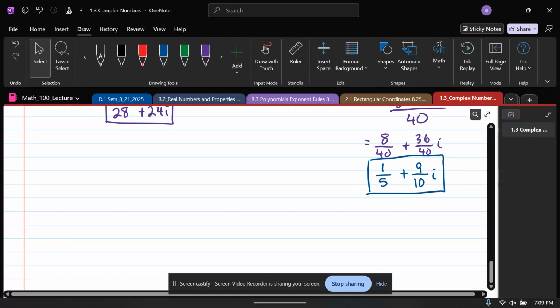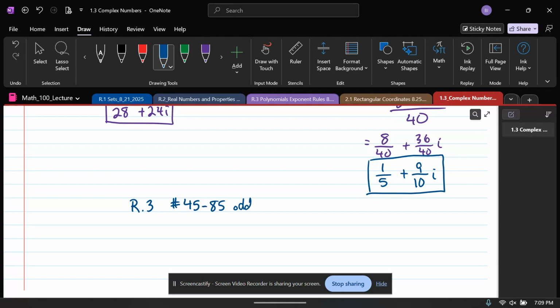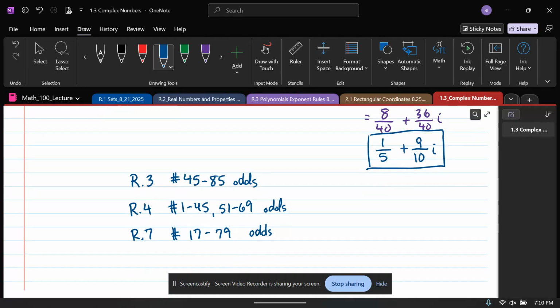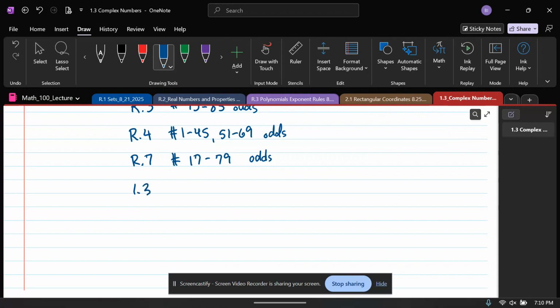Okay? So suggested problems for this material. On R3, it was 45 through 85 odds. R4, 1 through 45. And then you skip a few and you got 51 through 69. R7, 17 through 79. Odds on both of those sets. And then the last one, the 1.3, that was the complex number stuff. That was 1 through 37 in that section.